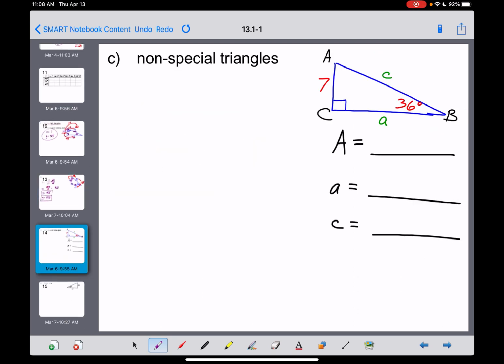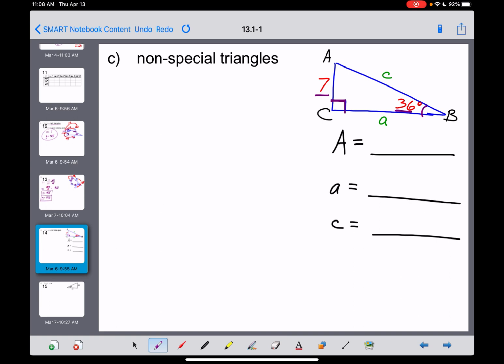However, not every triangle you are going to see is a special right triangle. So let's talk about one that looks like this. In this problem, I've given you a right triangle called ABC, and I've given you 3 measurements. That's always the key. A leg of 7, a right angle, so there's a 90 degree angle, and then one of the acute angles is 36 degrees.